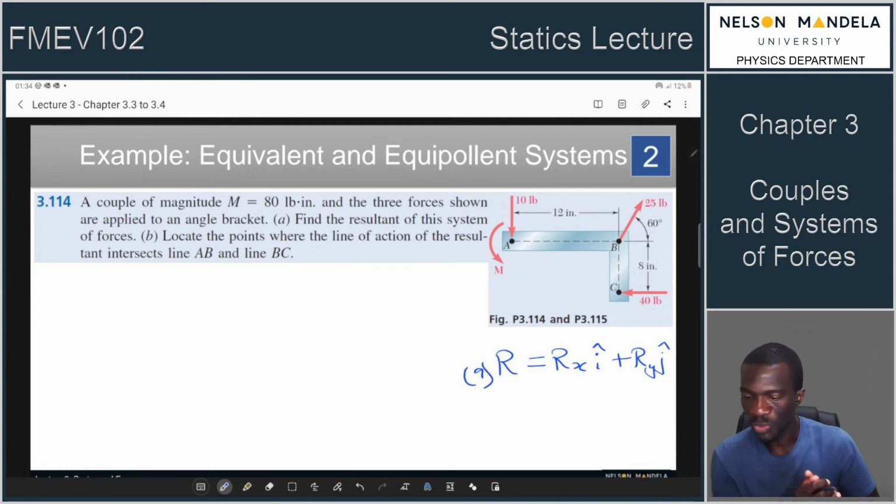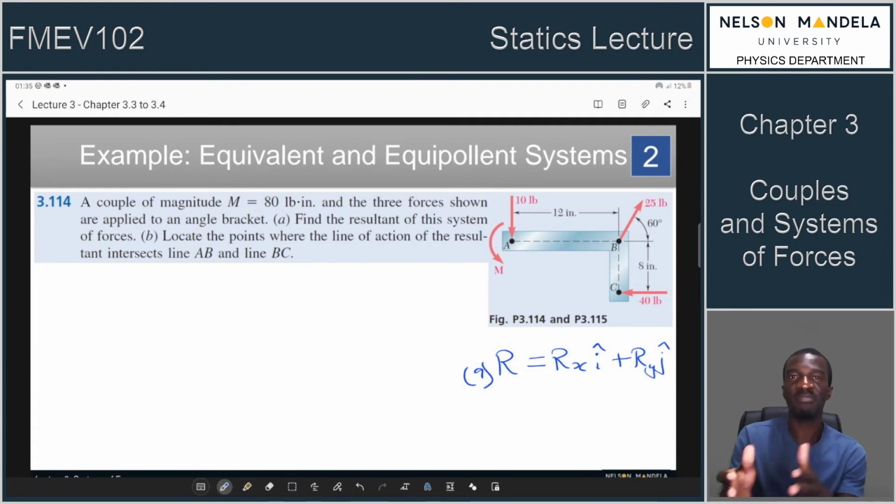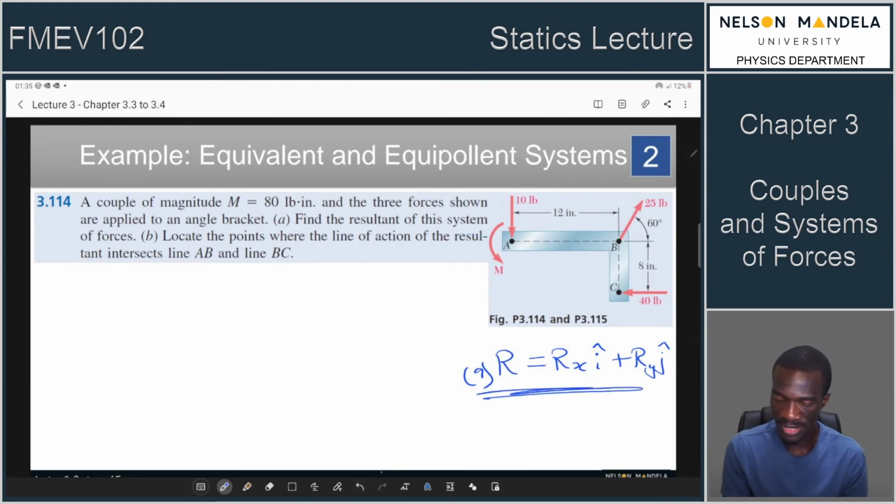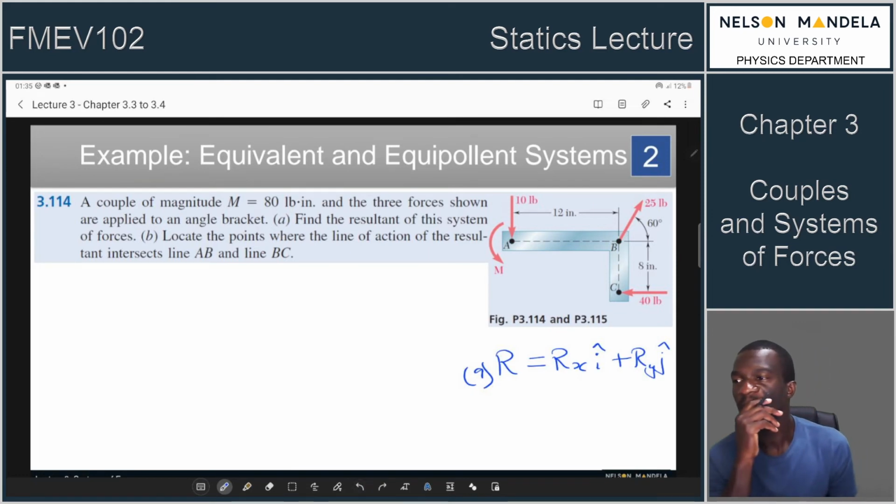Now, how would you then locate the points of the line of action of the resultant on AB and on AC, on BC? It depends on where this resultant is pointing. If it's like this, or if it's like that, I'm not sure. So it depends on what you found from this resultant.